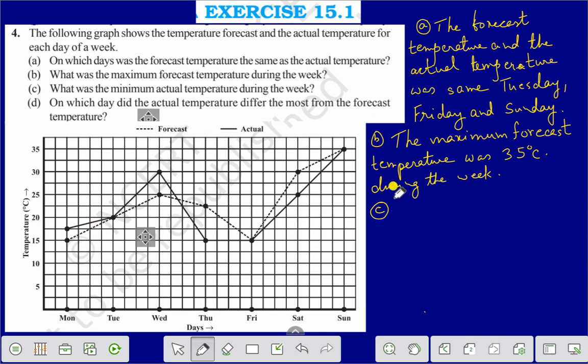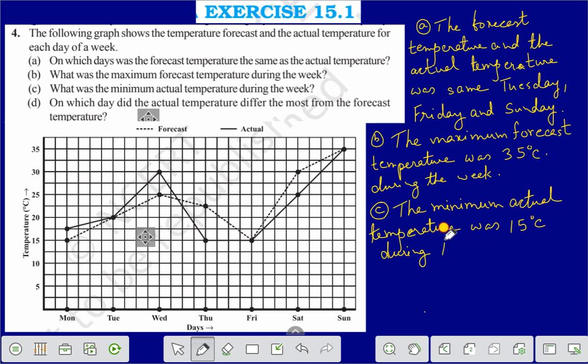What is the minimum actual temperature during the week? Therefore, the minimum actual temperature was 15 degrees centigrade during the week, right?